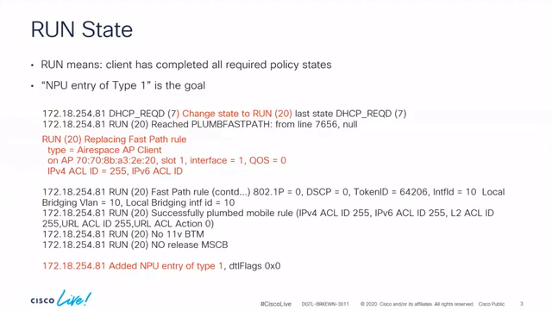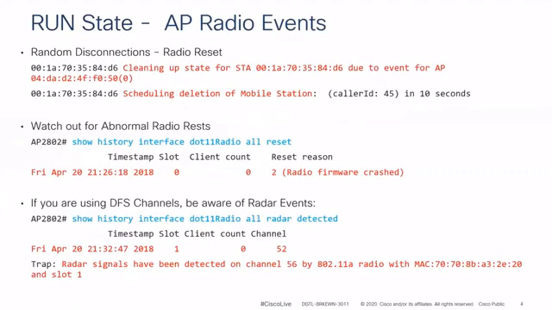Now, what are some of the things that could happen that may kick that client back out of the run state? In other words, have him drop off the network. Well, you can have AP radio events. So you can have radio disconnects due to a radio resetting. You can have issues with abnormal resets. So here I use the command show history interface .11 radio all reset. It gives me basically the radio reset reasons and timestamps, how many clients were affected, and what slot it was doing, slot buying if it's the 2.4 radio or 5 gig radio.